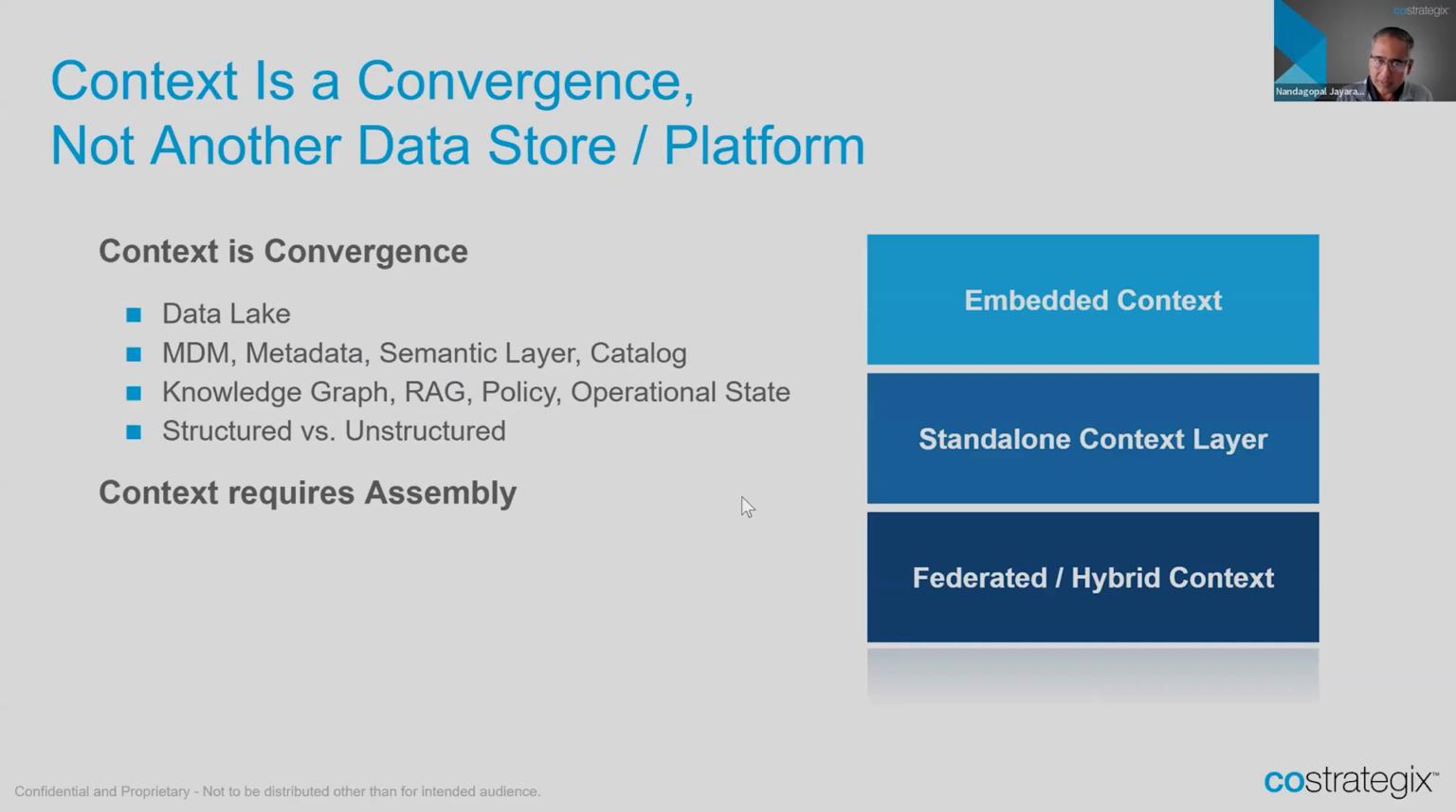Context is about convergence. It's not about another data store or a platform. It is about bringing together the context that is all over the place because there was no intention to bring that together. You may have just collected it inadvertently, right? In some cases, more intentionally, but it's all over the place. But bringing that together and assembling it in a way that it is ready for consumption, that's really what we are talking about.